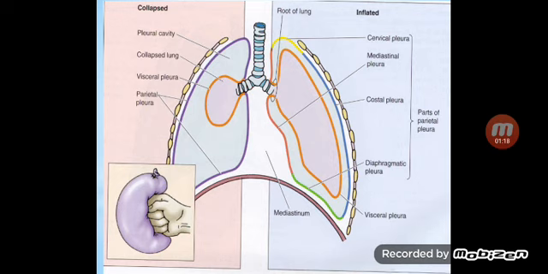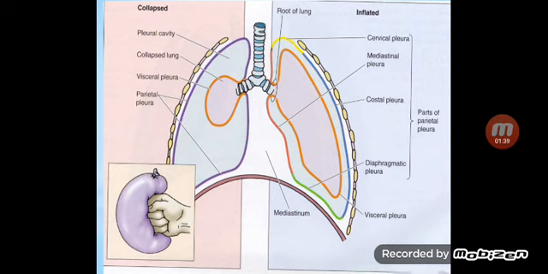The outer layer is the parietal pleura. The parietal pleura lines the thoracic wall. As you know, the thoracic wall is lined by endothoracic fascia, and the endothoracic fascia is lined by parietal pleura.